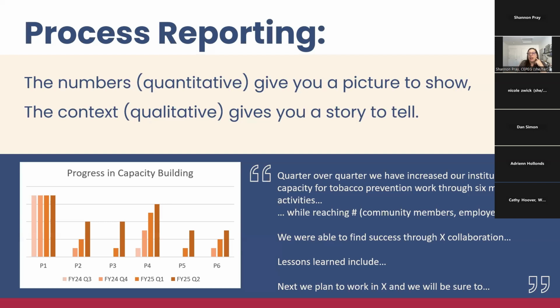So again, this little snippet that I came up with in terms of reporting is quarter over quarter, we have increased our institutional capacity for tobacco prevention work through 6 major activities that you could then go into about the different things that you're doing for capacity building. We reached the number of people in the community, members, employees, different things for each of the different activities that you're doing.